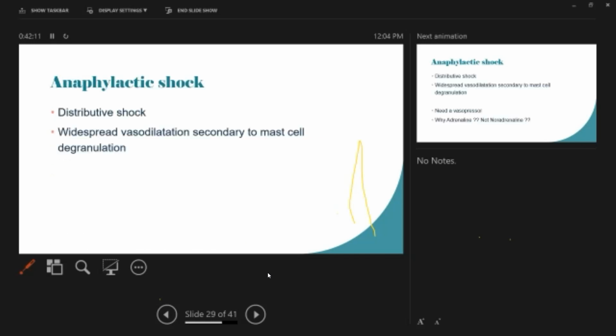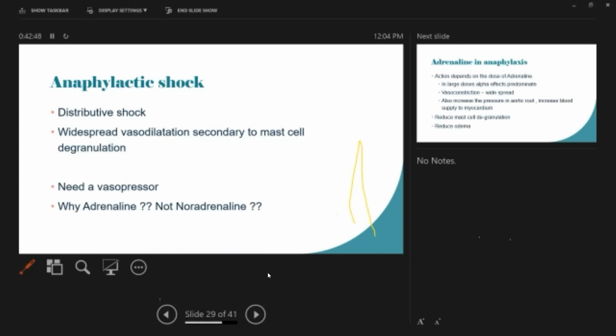Okay, and there will be widespread vasodilatation secondary to mast cell degranulation, and there will be histamine release. So that is why anaphylaxis is happening. So what is the drug of choice? It is adrenaline. Okay, so why adrenaline? Why not noradrenaline? That is the other question we are going to answer, because there is widespread vasodilatation, so what is justifiable is to use a vasopressor. Anyway, the best vasopressor you have is noradrenaline, but here we are going to use adrenaline. So the question is why adrenaline and not noradrenaline?